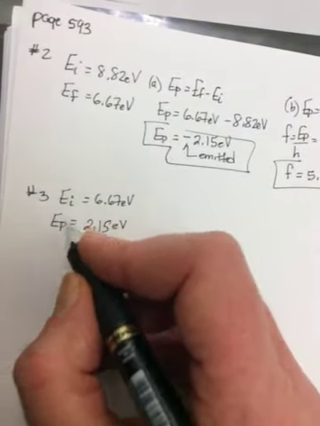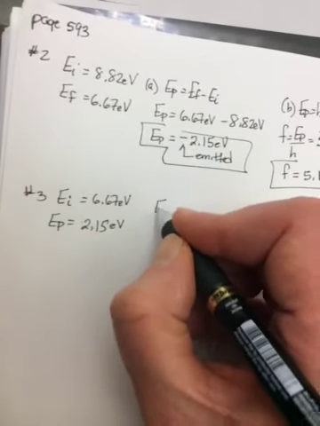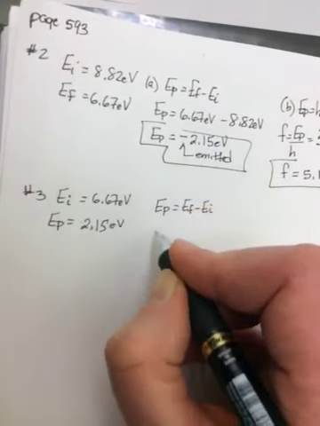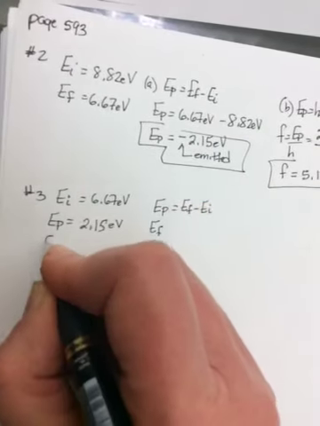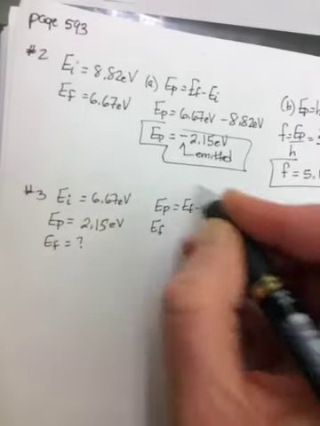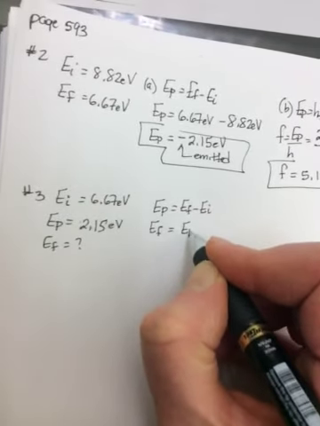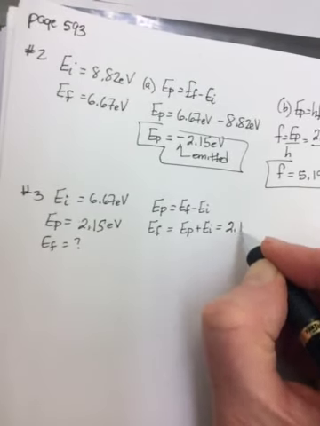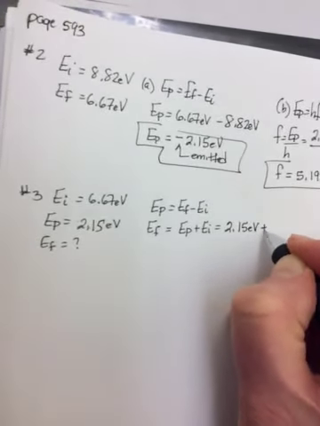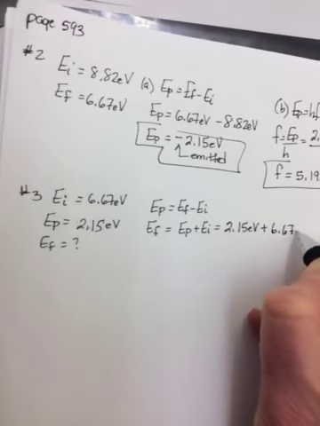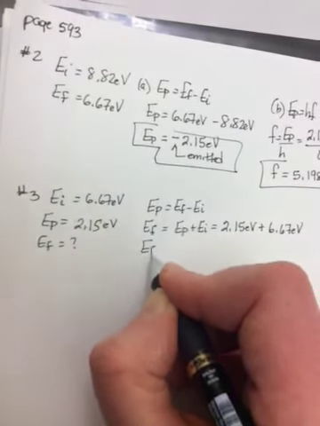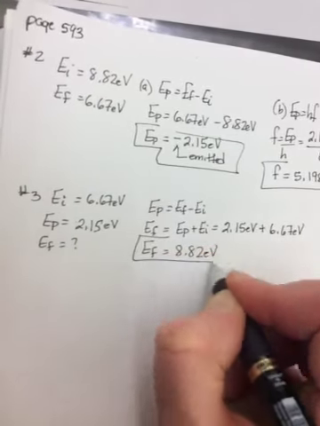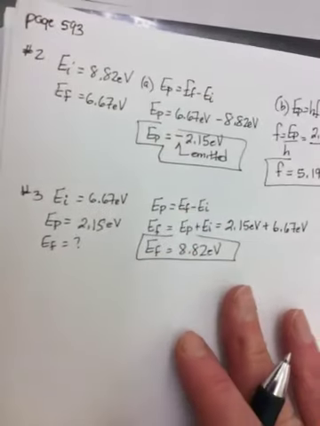So we have the initial, we have the energy of the photon, and we're looking for the final. EP is equal to E final minus E initial. Rearranging, E final, which is what we're looking for, is equal to EP plus E initial. So 2.15 electron volts plus 6.67 electron volts is 8.82 electron volts. It could be just the reverse of the one above.